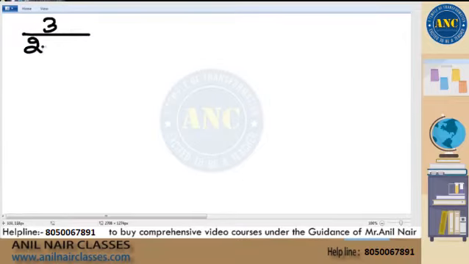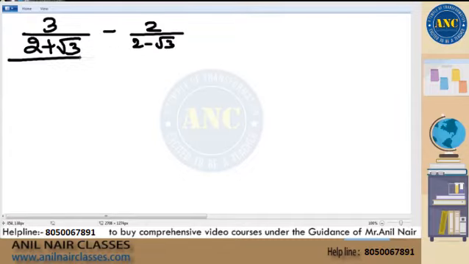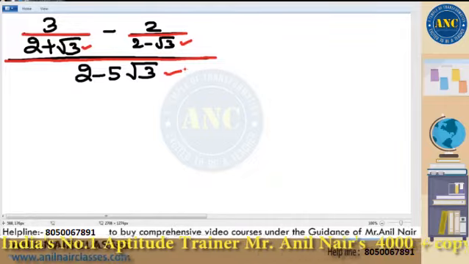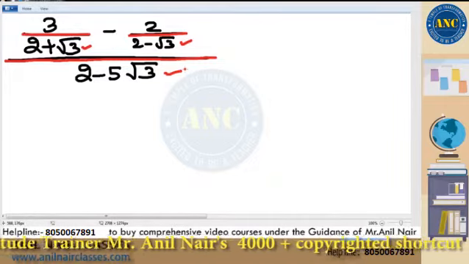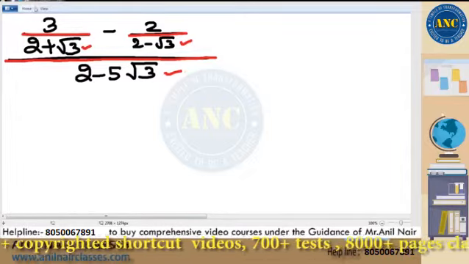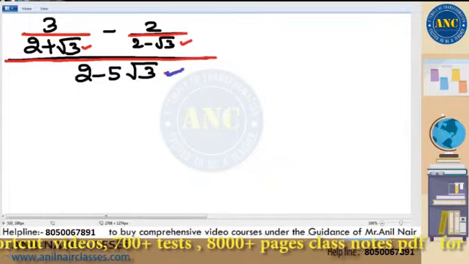3 divided by 2 plus root 3, minus 2 divided by 2 minus root 3, whole thing divided by 2 minus 5 root 3. Now this is one of the worst questions to start with, sir, because there is one denominator that is a surd, another denominator that also is a surd, and then a bigger denominator that also is a surd. Too many surds in this question, but I need to solve it and try to eliminate the surds if possible. I am not saying that every time the surd can be eliminated, but in most cases yes.